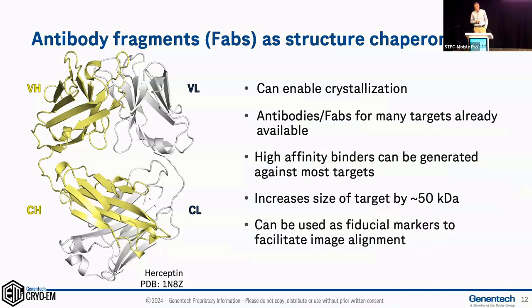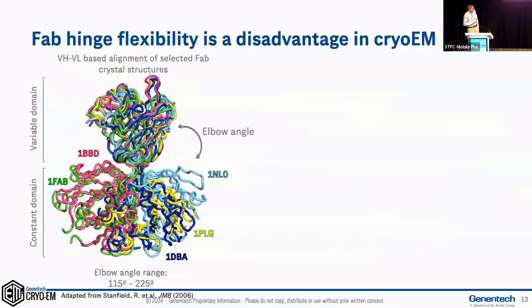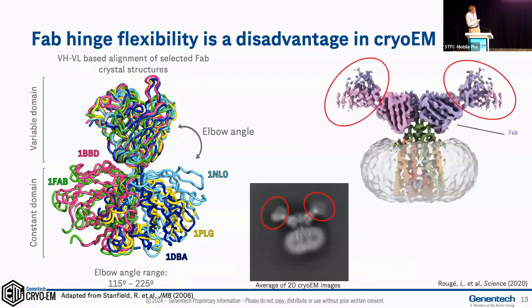So why aren't Fabs used? I mean, they are used in CryoEM, but why aren't they ready for prime time? If you download a bunch of human Fab structures from the PDB and superimpose them on the variable region where the epitope binding happens, you'll see that there is a hinge in the middle of the Fab, which is very flexible. You can measure this as an elbow angle. And in human Fabs in the PDB, typically you'll have an elbow range of about 10 degrees, which ends up being significant.